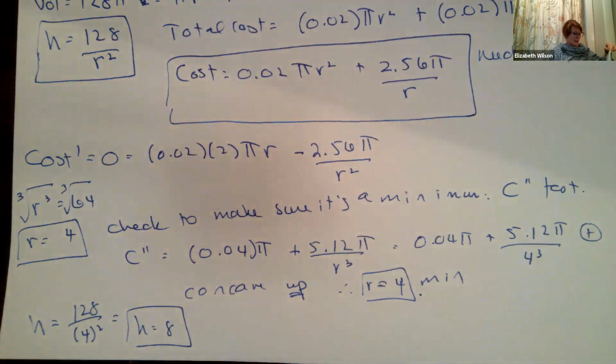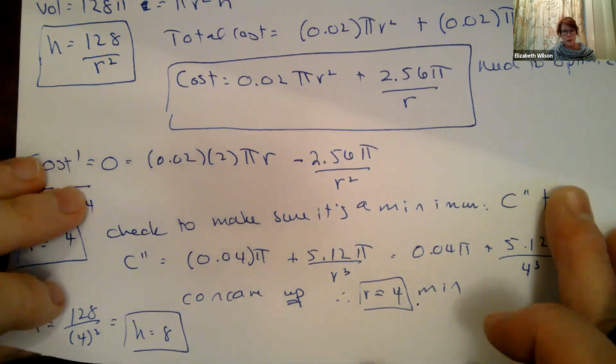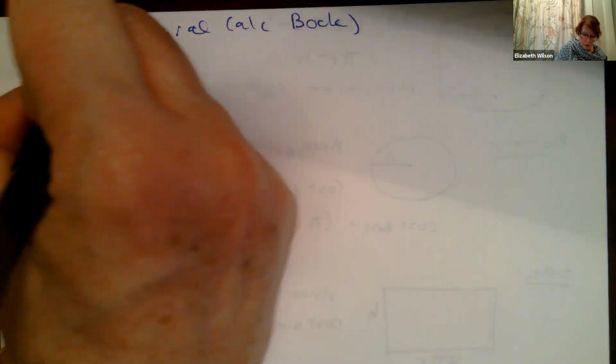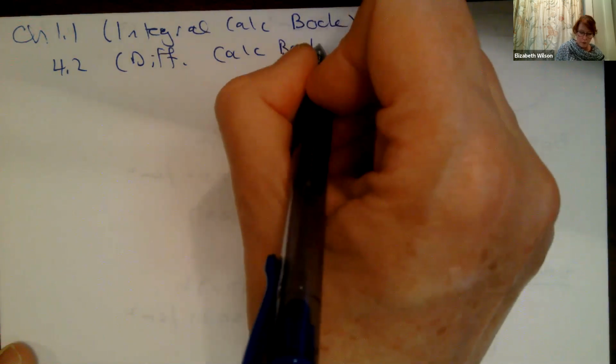Okay, so with that said, we're going to start chapter, it's officially 4.2, but it's also chapter 1.1 in our integral calculus book. So make sure you've got a copy of that second textbook, okay, that you're working from. So this is, I'll call it chapter 1.1. This is from our integral calc book. It's also 4.2 from our differential calc book. There's a little bit of overlap.